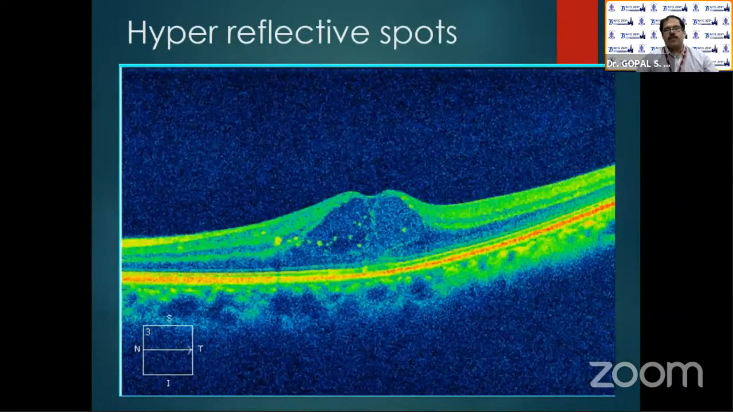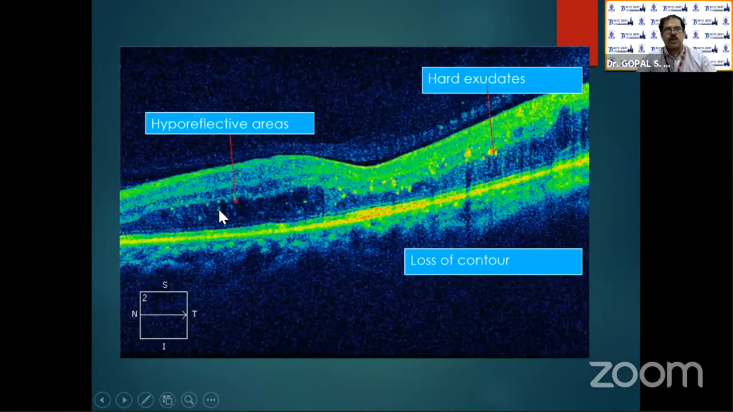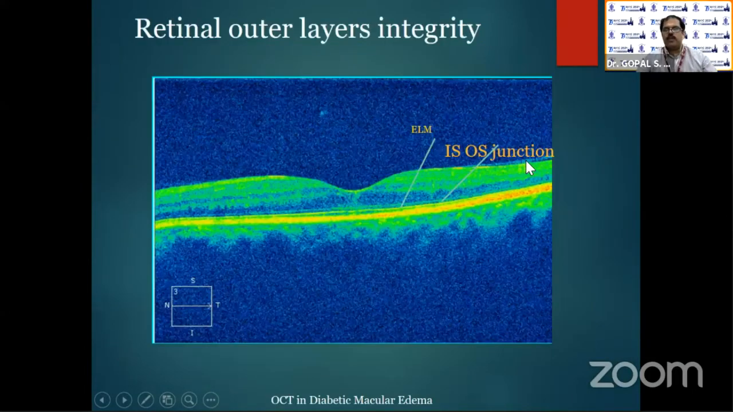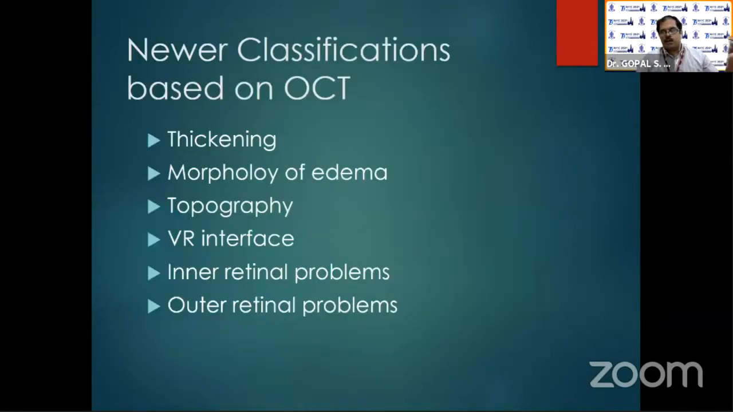Now, these are hyper-reflective spots. At this point of time, I would like to make a small difference between hyper-reflective spots, which are small dots in the inner retina, whereas hard exudates are more reddish and they are seen in the further inner retina. ISOS junction, ELM, I just told you, they are very important in looking at the prognosis.